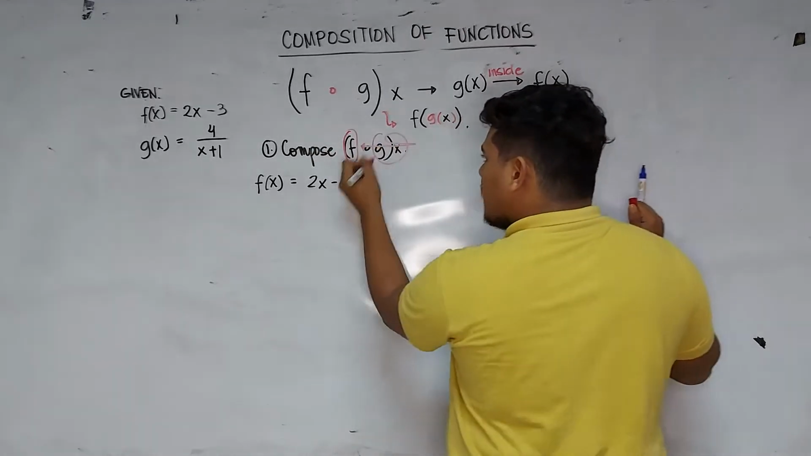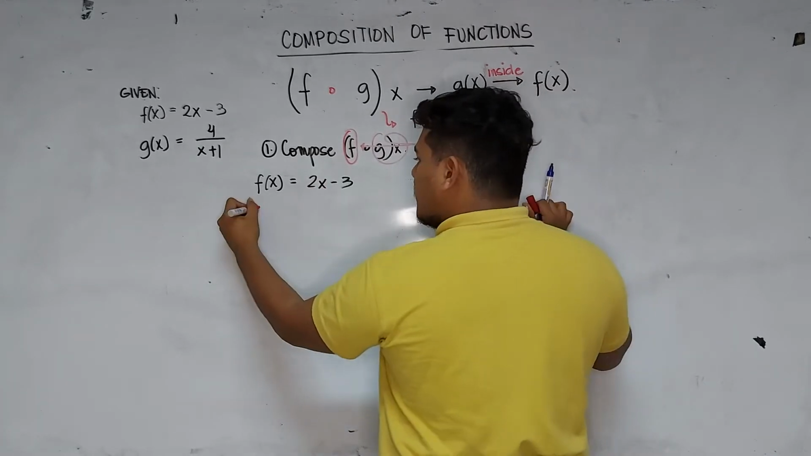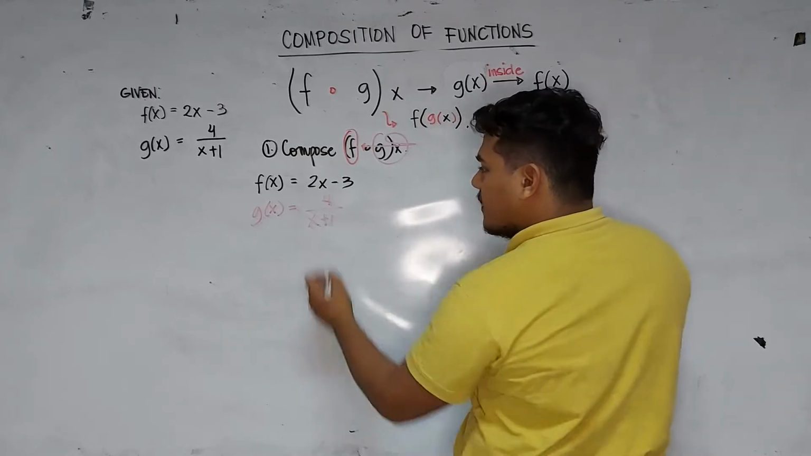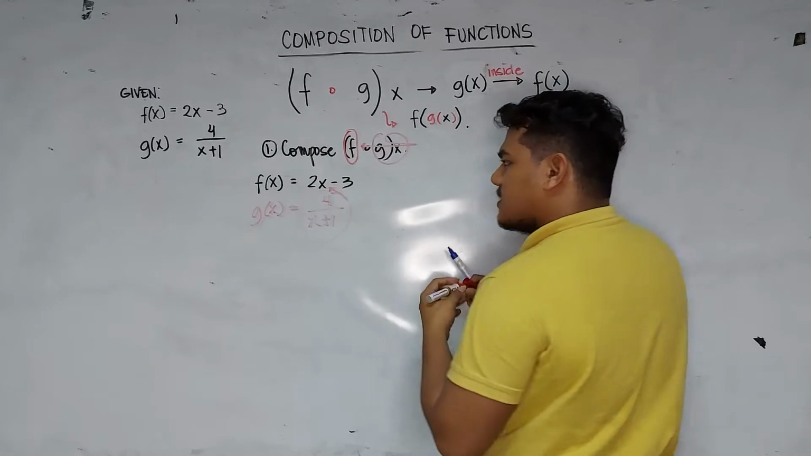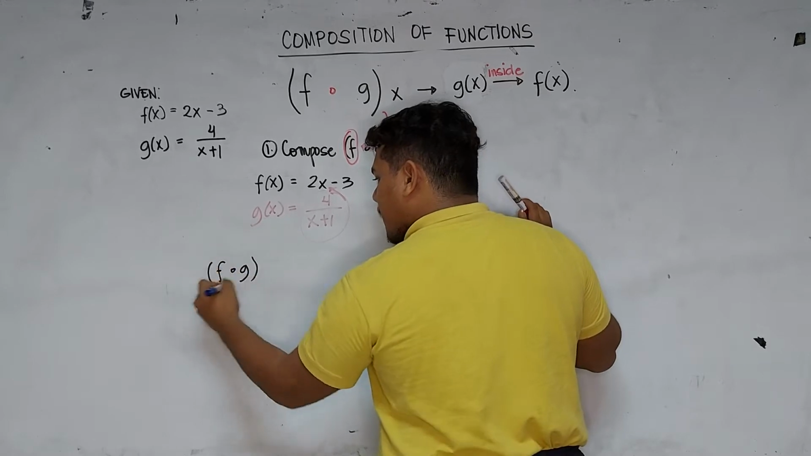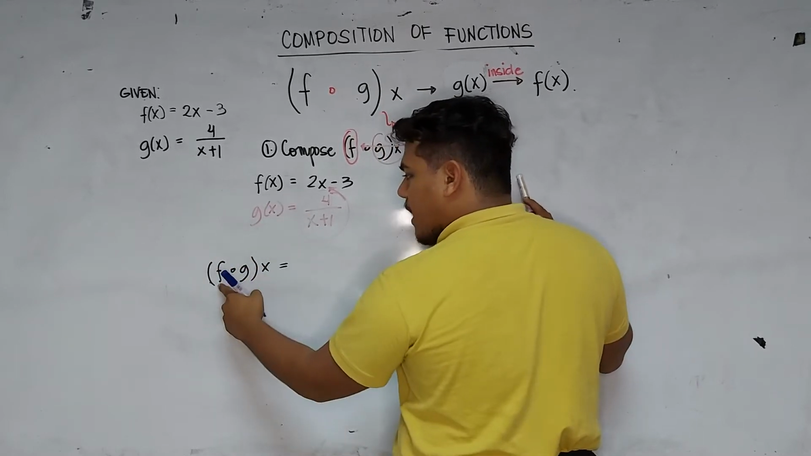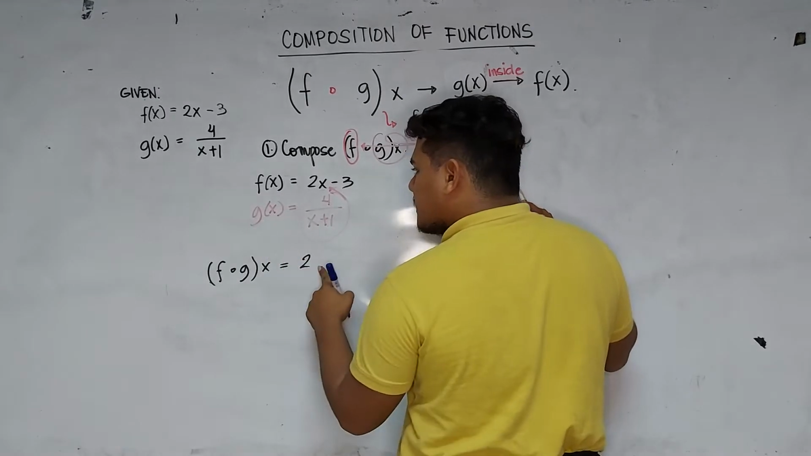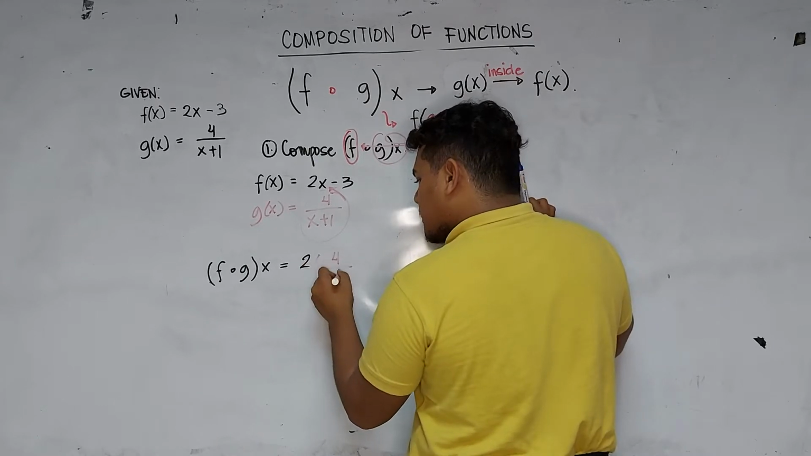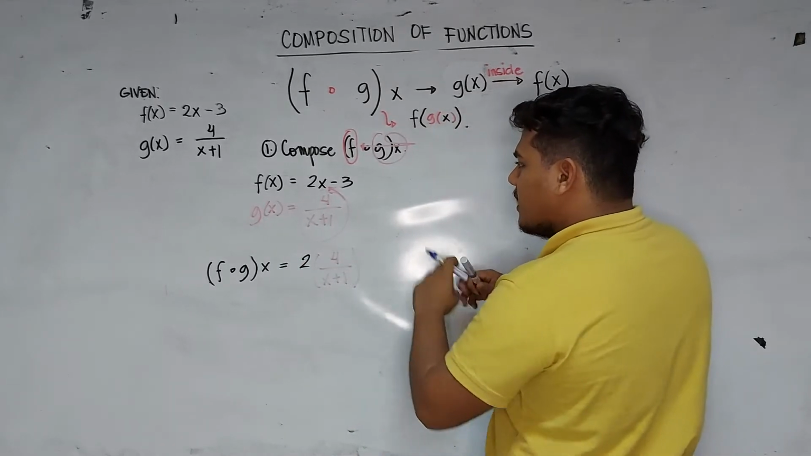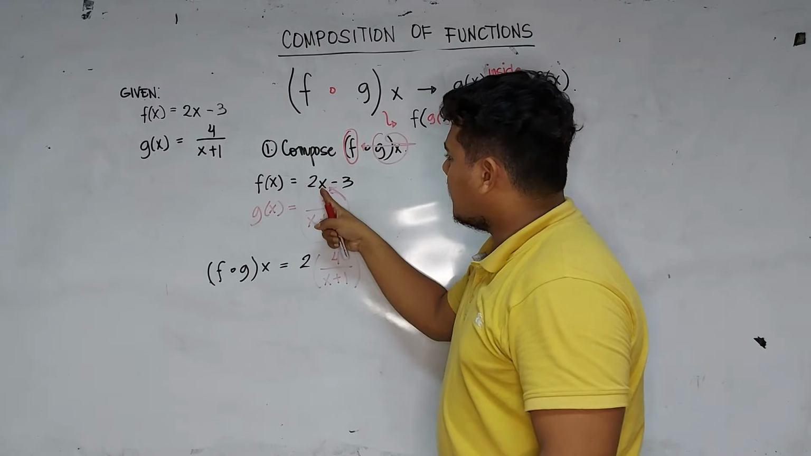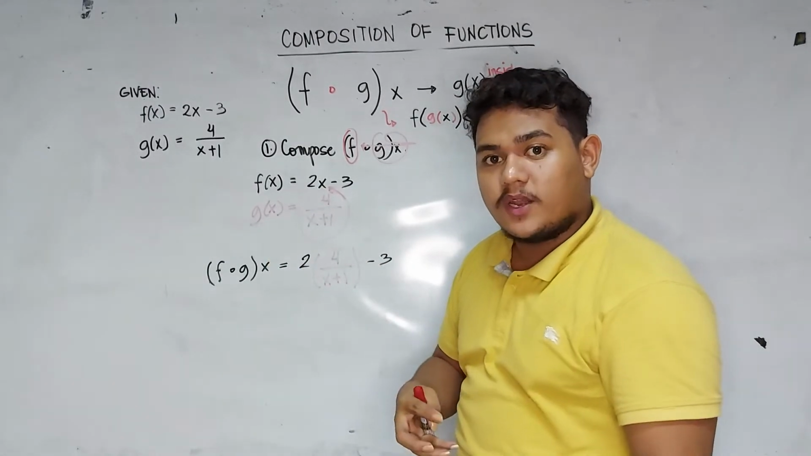So what is g of x? G of x equals 4 over x plus 1. Therefore, this value should be inside the x of your f value. So f composed of g of x is equal to, the value of the outer side is f, that is 2, and the x here will become 4 over x plus 1, minus 3. So we replace the x with the value of g, because composition works that way.